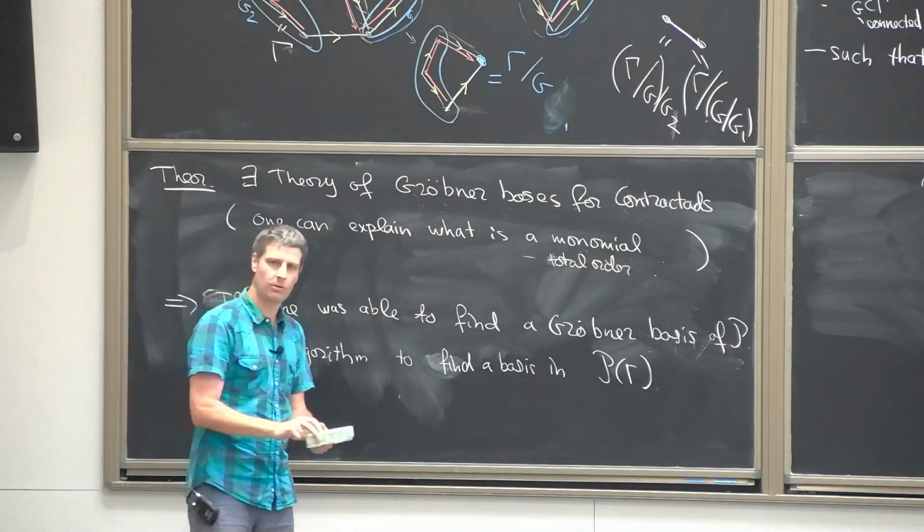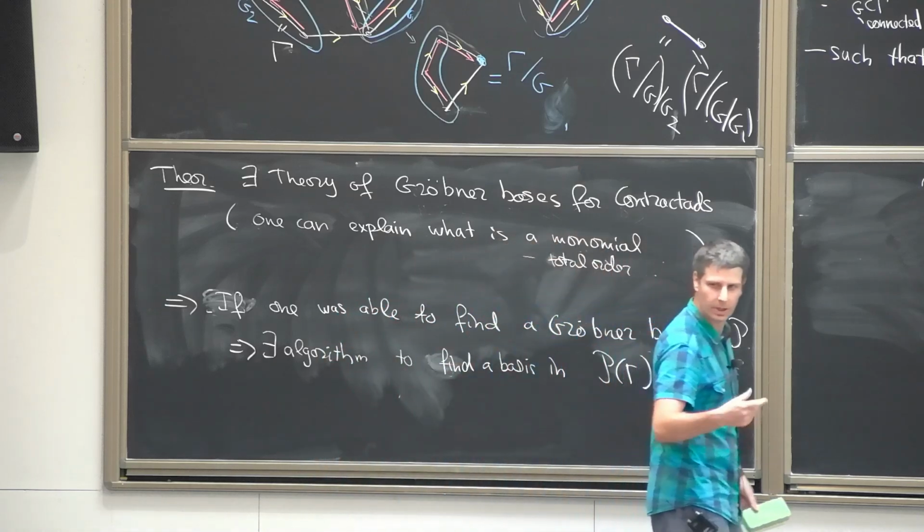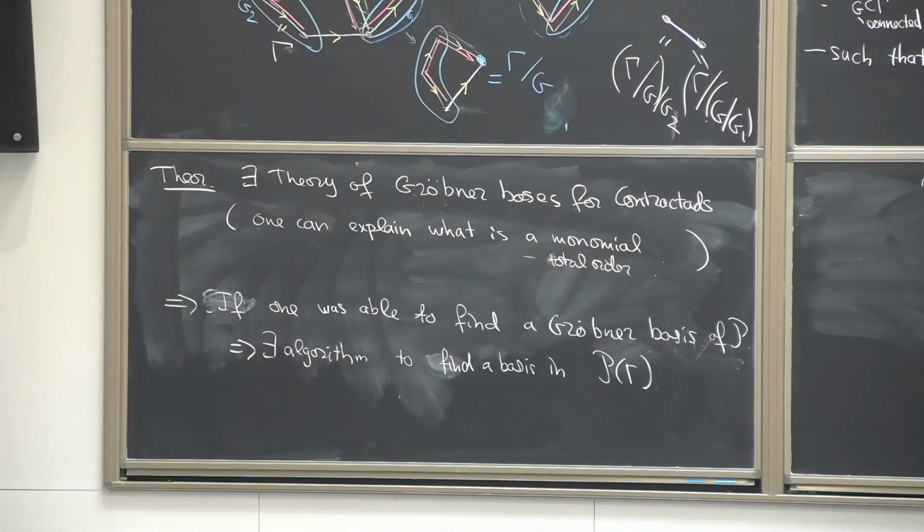Yes. Everything. So all the theory of Grobner basis which you get used to for associative algebras can be extracted here. The problem is that the structure of monomials is much more complicated compared to what you get used to.